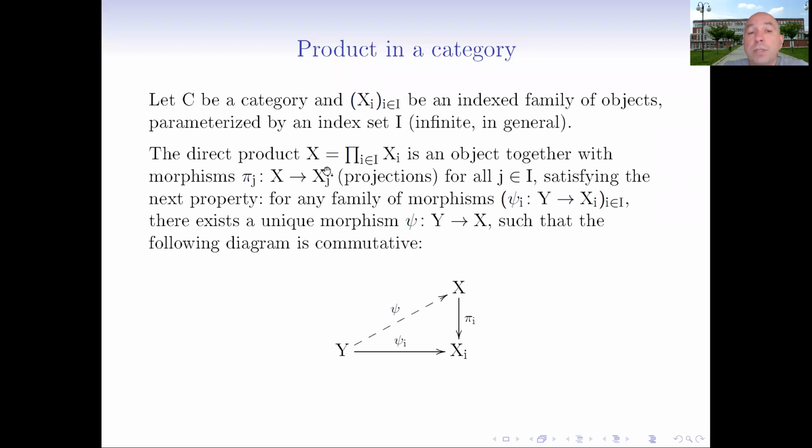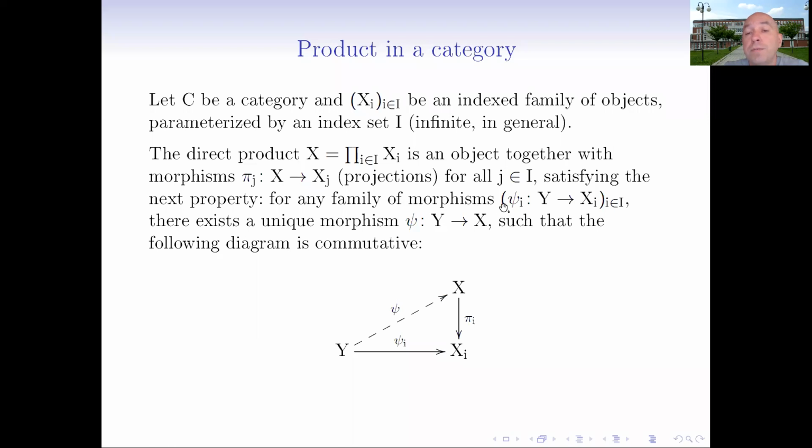Then the direct product, which may not exist, is a new object X, and the notation is as for the product over i from I capital of Xi. It is a new element together with morphisms, which are called projections, pi j from X to Xj for all j from I, which satisfy the next universality property.